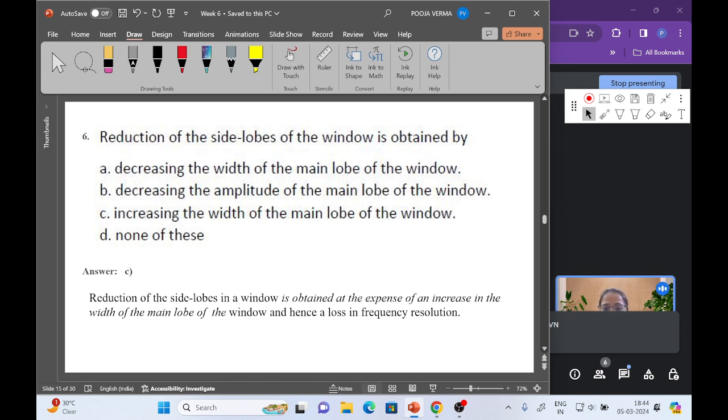Reduction of the side lobes of a window is obtained by: option A, decreasing the width of the main lobe of a window; option B, decreasing the amplitude of the main lobe of the window; option C, increasing the width of the main lobe of the window; and option D, none of these. Would you like to answer this question? At least try. You have already gone through this question many times in the lecture.